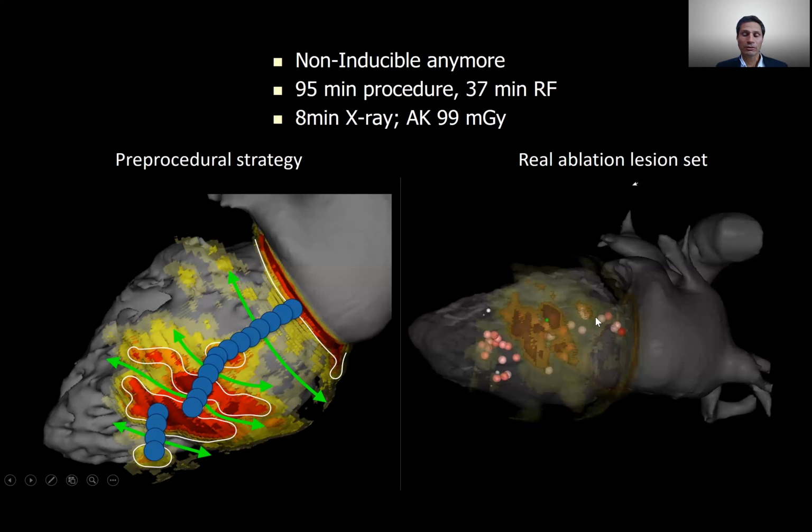So it looks finally less nice than the radiologist map here, but we basically do the same kind of ablation to cut all these potential isthmi there. And in this case, we had a 95 minute procedure. The patient was non-inducible at the end.